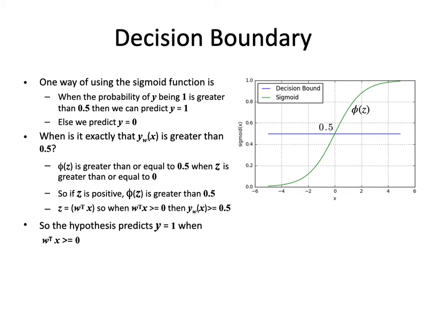And we will see when exactly our sigmoid function is greater than 0.5. If we look at the figure, we can see that the sigmoid function is greater than or equal to 0.5 when the value of z, which is nothing but the linear equation, is greater than or equal to 0. So if z is positive, then our model predicts y is equal to 1, and when the value of z is less than 0, then the model predicts y is equal to 0.